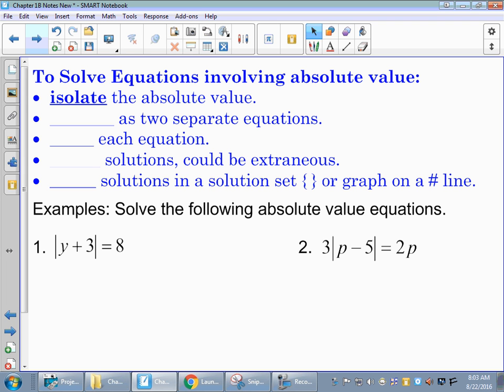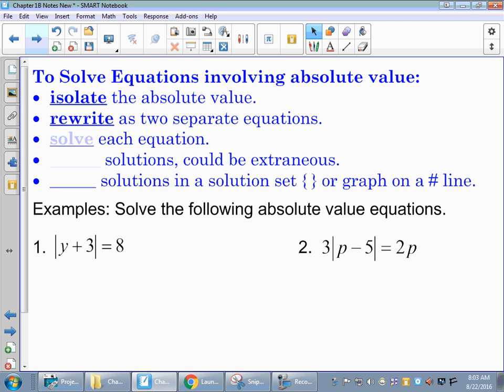The distributive property does not work with absolute value signs. So we'd have to get rid of that 3. It's being multiplied, so you use inverse operations to divide. Once you have the absolute value isolated, you're going to rewrite as two separate equations, one set to the positive value and one set to the negative value, because you're talking about if it was to the right or to the left of 0.